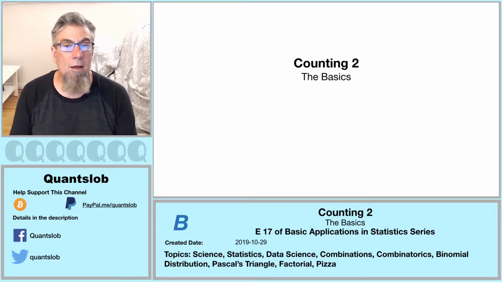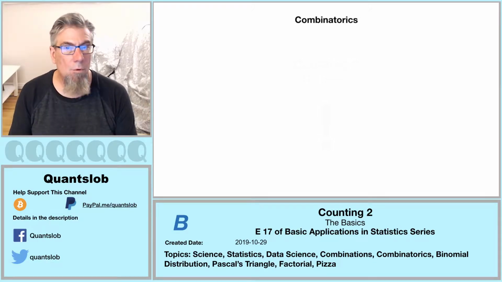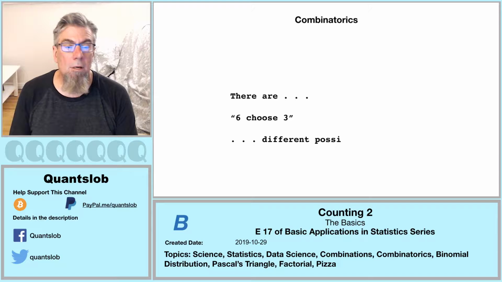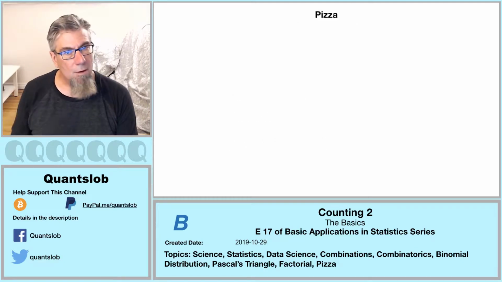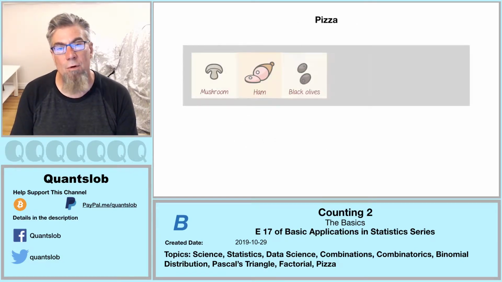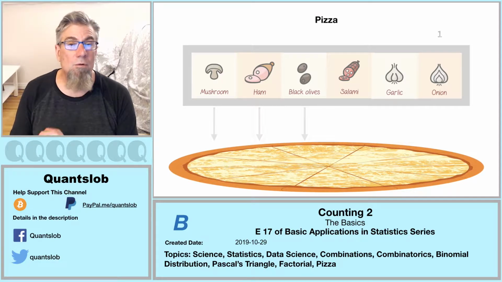This time around, we're going to take a peek at part 2 of the basics of counting, or combinatorics. Recap: counting combinatorics is all about selecting values or objects. So, for example, how many different 3-topping pizzas can be made from 6 available toppings? In the language of combinatorics, 6 choose 3.